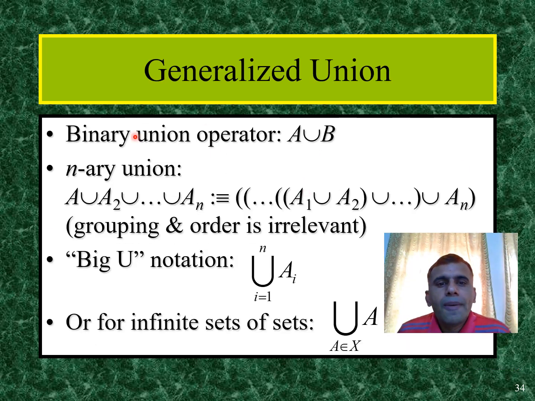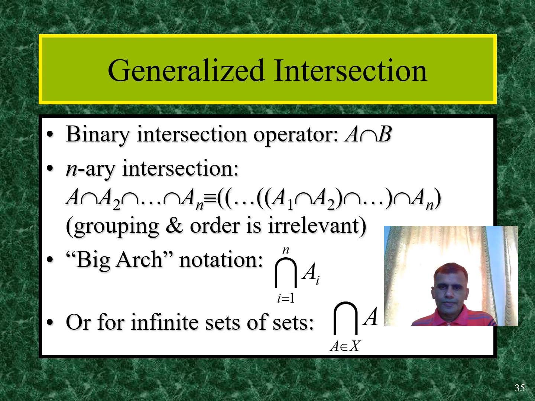Generalized union. Binary union operator, A union B, is there. Binary means there are two sets. And for arrays of unions, suppose there are n sets, A1 union A2 union and so on union An. So this can be written like this. Grouping and order is irrelevant. So big U notation. This is the symbol for the union of all Ai, i running from 1 to n. Union Ai where i is running from 1 to n. This is the way to read it. Or for finite sets of sets, we'll say union of A where A belongs to X. This is the generalized union form.